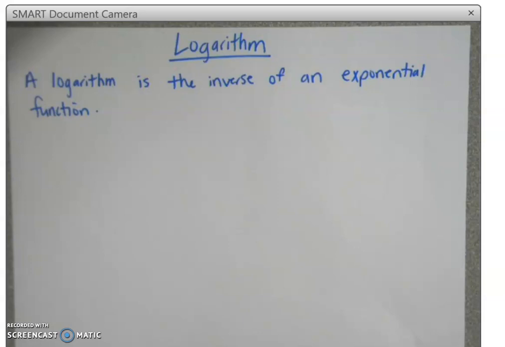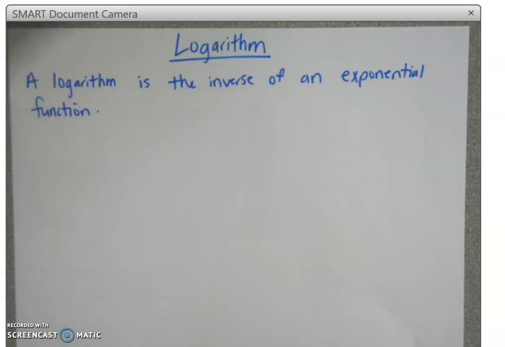Hey guys, today we're going to be talking about logarithms. A logarithm is the inverse of an exponential function. So what that means is you have learned inverses such as addition and subtraction are inverses, multiplication and division, square rooting and squaring, things like that. One undoes the other. Well, a logarithm is what undoes an exponential function. So logarithms and exponents are inverses.